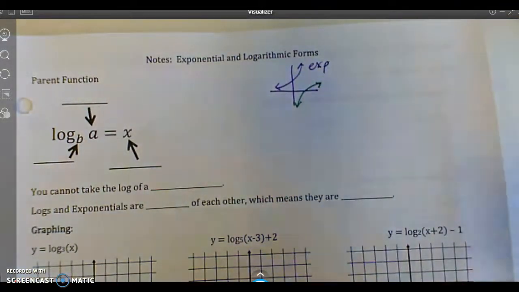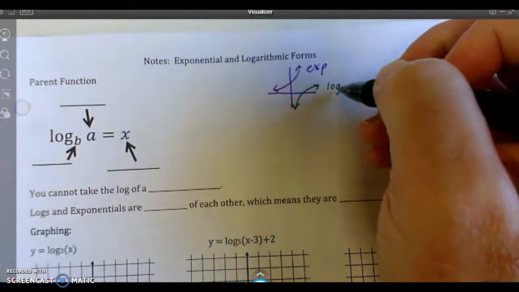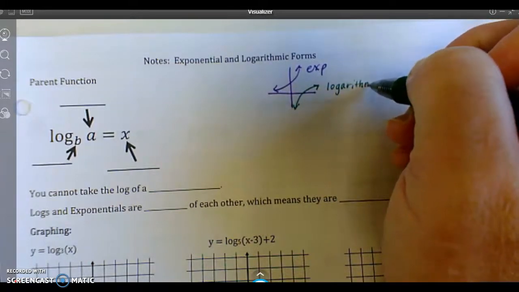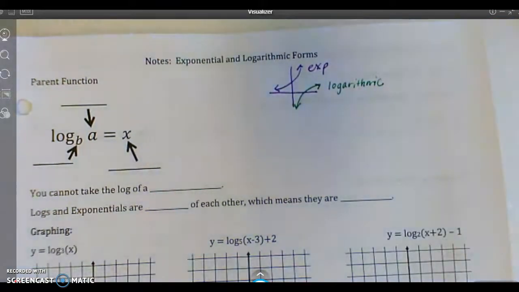Well, this new one, this green one, is called logarithmic. And we do always shorten that to be log. And so if you've ever heard something about logs or seen it on your calculator or even Desmos, logs are the inverses of exponential. And so that's what we're going to be talking about today.